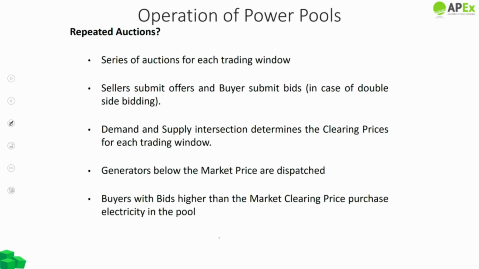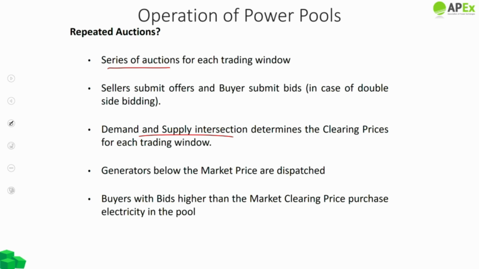Now, with the understanding of what the power pools do and what the benefits are, let's talk about how they actually operate. Power pools operate through a series of auctions where generators submit offers to sell electricity and buyers submit bids to purchase it. The pool's clearing price is determined by the intersection of supply and demand.